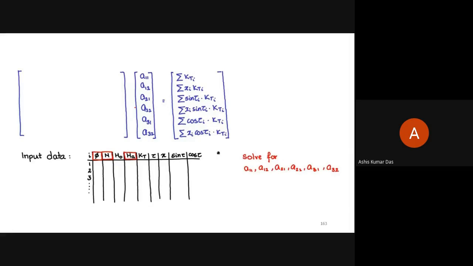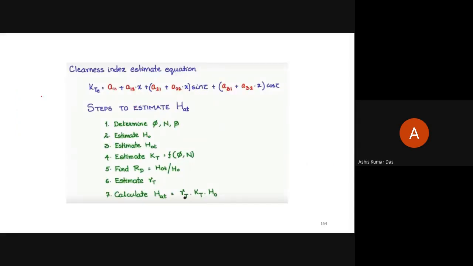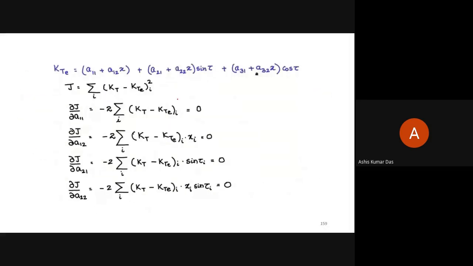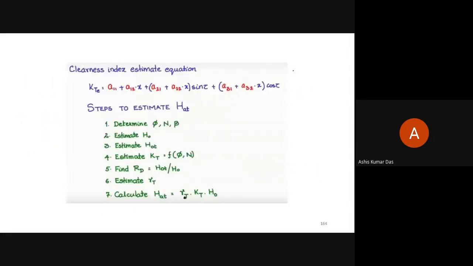Now we have the clearness index estimate equation. What was our equation? This equation is given by KT equals A11 plus A12x, plus A21 plus A22x times sin tau, plus A31 plus A32x times cos tau. So this equation we have already assumed earlier. If you go to the previous slide, you can see this is the equation. Now this is the estimate equation.